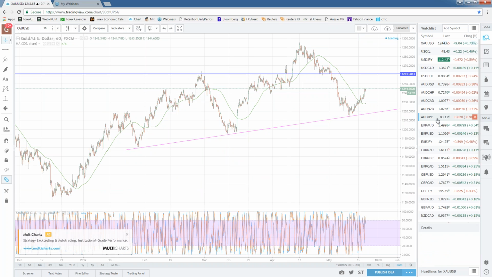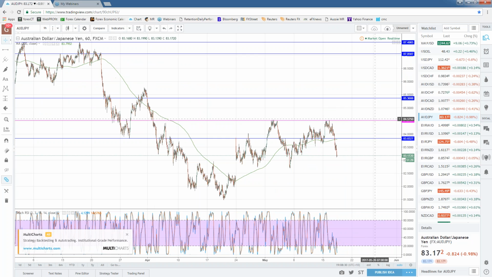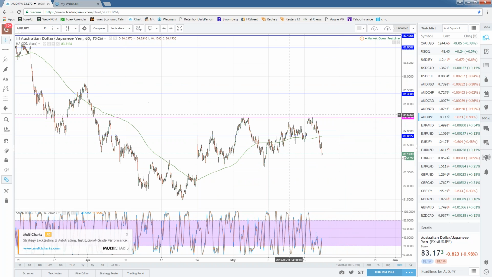And then Australian dollar, Japanese yen, just a simple little horizontal resistance, and just selling off that resistance with the stop loss above, take profit down the bottom. So well done to anyone that did spot those and profited from those trades.